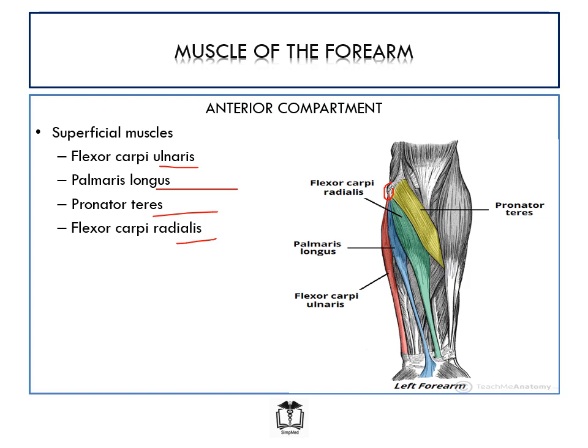Then finally, we have the flexor carpi radialis muscle. The flexor carpi radialis also originates from the common flexor tendon. You can see all 4 of these muscles originate from the common flexor tendon at the medial epicondyle. It inserts at the base of the second and third metacarpal bones.